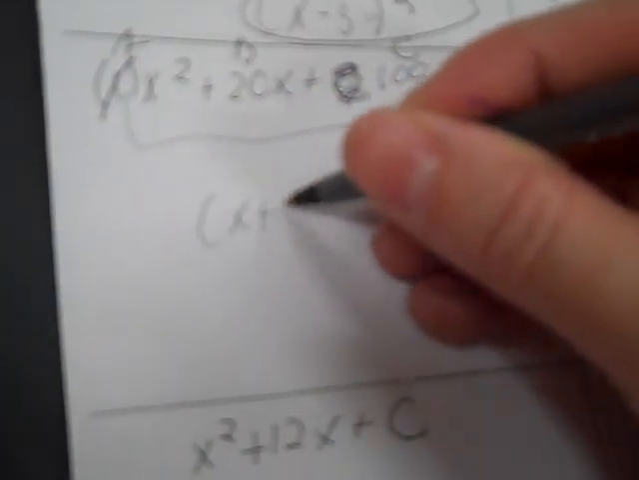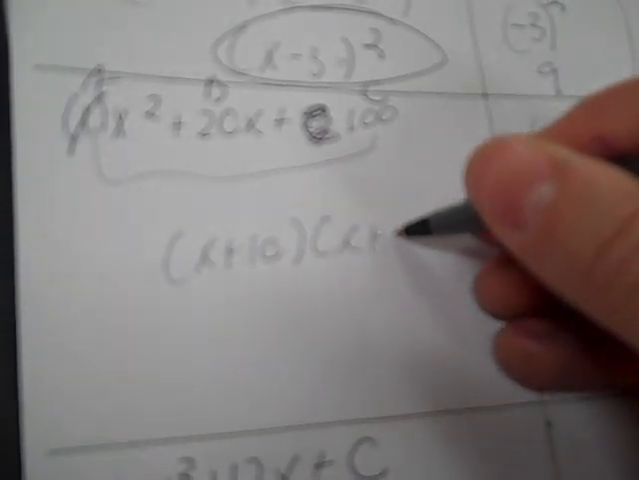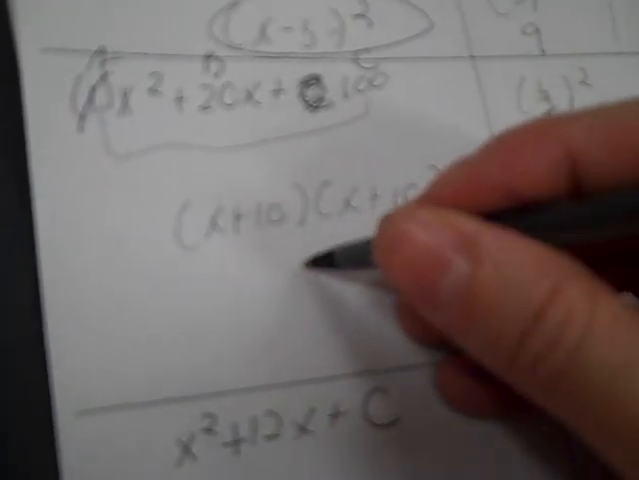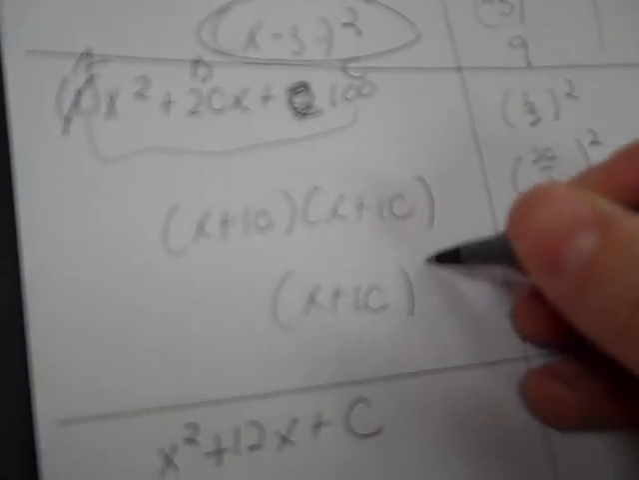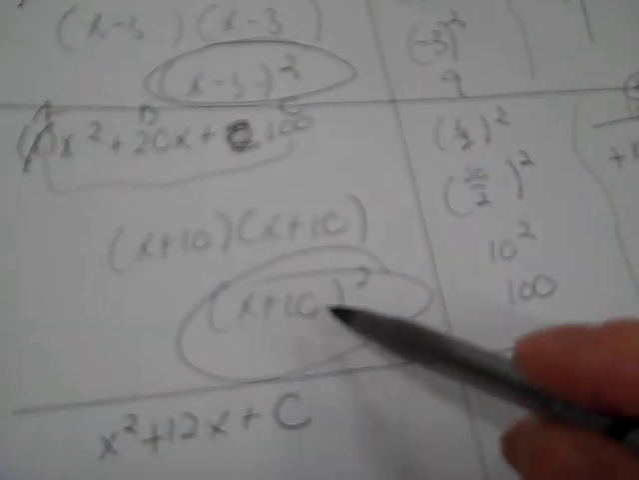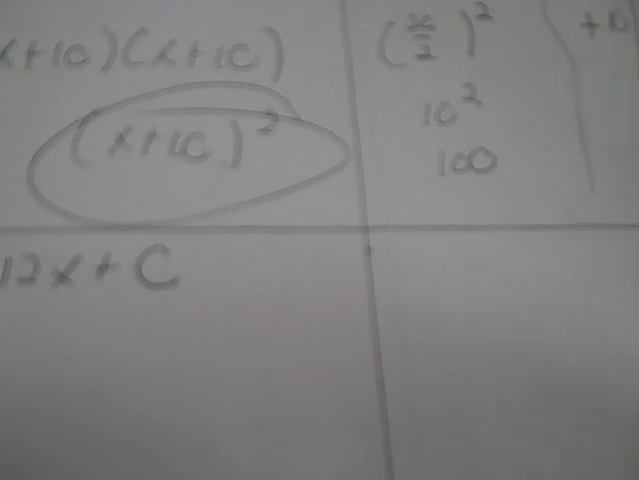Now that adds up to negative 20. We have positive 20, but I can fix that if I just change the signs. Okay, out of here, and I write x plus 10, x plus 10, and that becomes x plus 10 to the second power. By the way, if you get this and you just want to write that, that's fine.